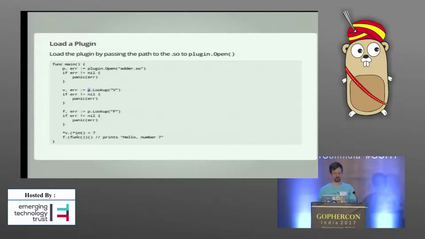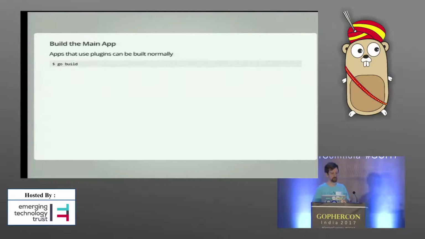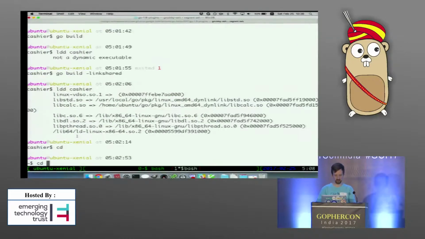So this is actually pretty easy to use. When we actually build our main application, we don't have to use link shared or any other type of object. We just build our application normally this way, right? So we're not using any sort of dynamic linker. It's even more dynamic than dynamic linkers.